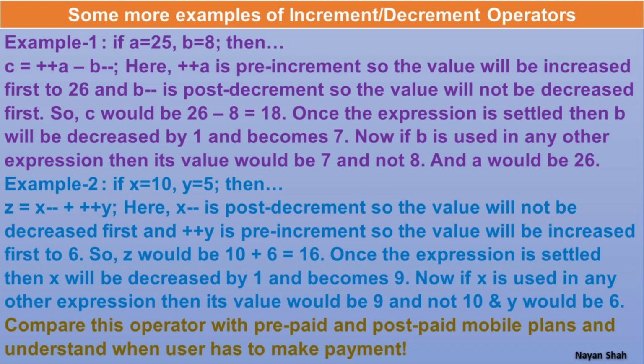So 16. Now once the expression is settled, that means once z gets the value 16, then x will be decreased from 10 to 9. And now if x is used somewhere in another expression, its value would be considered as 9 and not 10, and y would be 6. Compare this operator with prepaid and postpaid mobile plans and you will understand it very clearly. Compare when the user has to make payment. It is the same as prepaid and postpaid mobile plans.